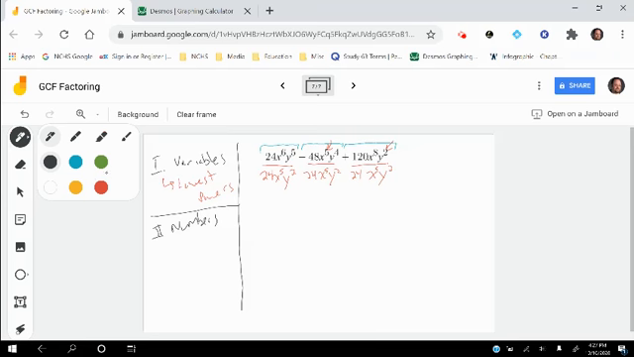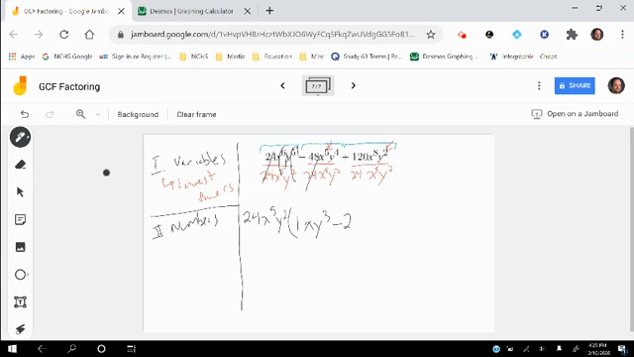So 24 over 24 is 1. Now remember, I have 24 x to the fifth, y to the second on the outside. So then I have 1, and then remember, subtract your powers. So 6 minus 5 and 5 minus 2. So that's x, y to the third, minus 48 over 24 is 2.